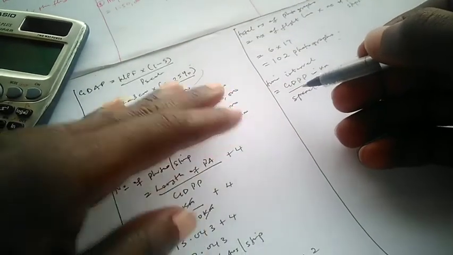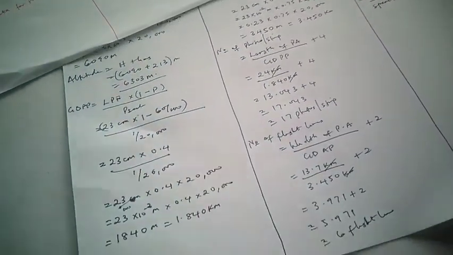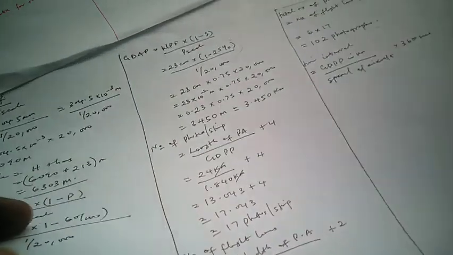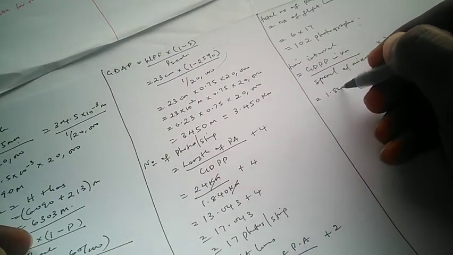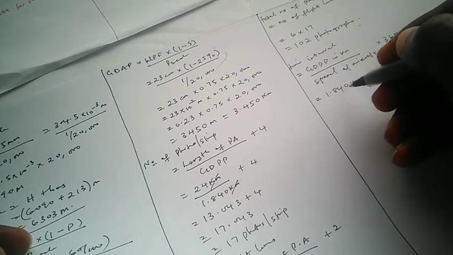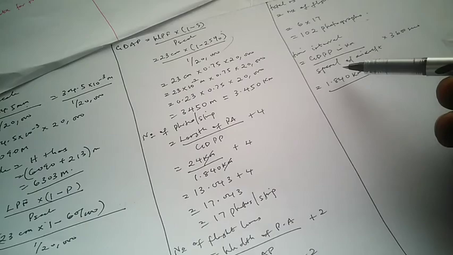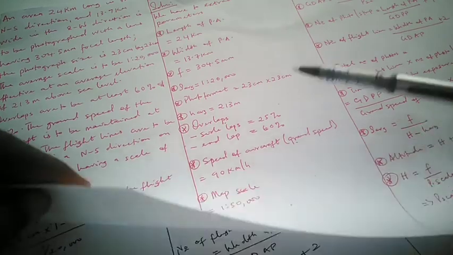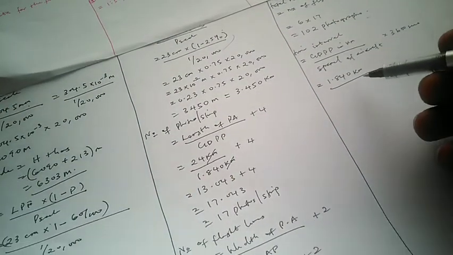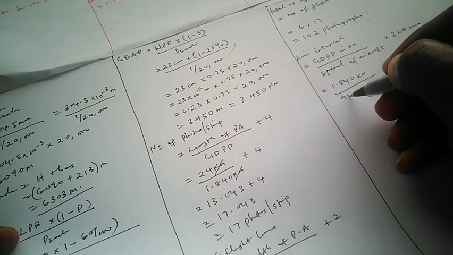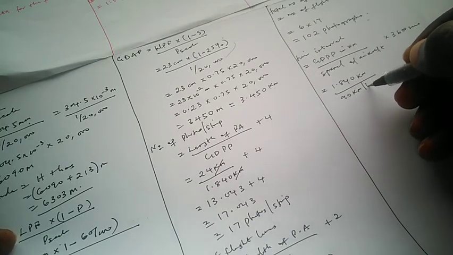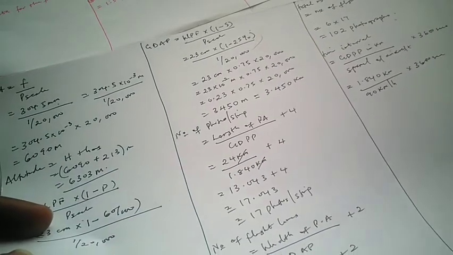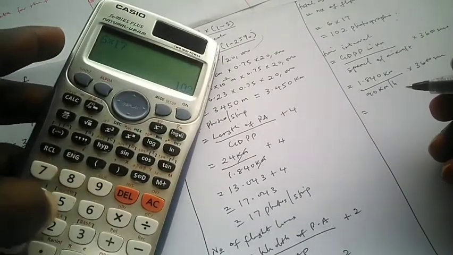So what's the ground distance between principal points in kilometers? As we computed earlier, the ground distance between principal points is 1.840 kilometers. So we have 1.840 kilometers divided by the ground speed of the aircraft. The ground speed of the aircraft as given to us was 90 kilometers per hour, then multiplied by 3,600 seconds.